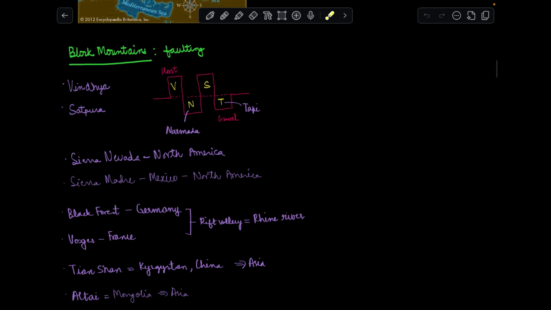Among the block mountains there is the Sierra Nevada. There was a question on the Sierra Nevada last year. The Sierra Nevada are block mountains from North America. Then there is the Sierra Madre. We've seen the Sierra Madre in our previous videos. It is from Mexico. It is also in North America.